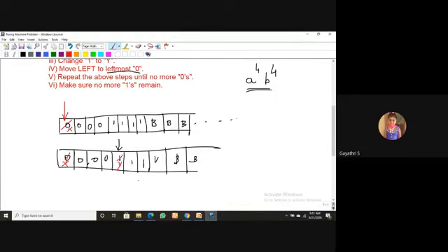If I write all the steps, it may go to 100 steps. For the next movement, it will go to this 0. The next tape movement, it will go to this 0. For the next movement, it will go to this 0. And the next tape movement, it will go to this.